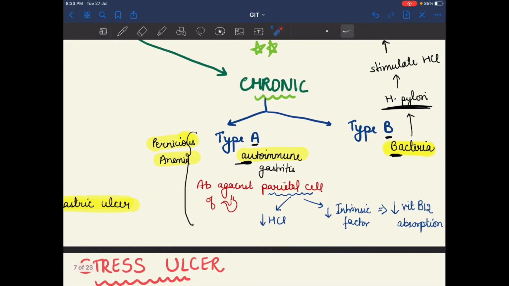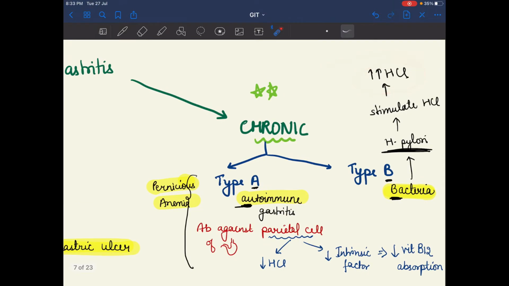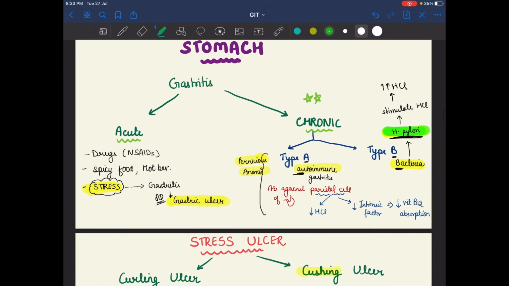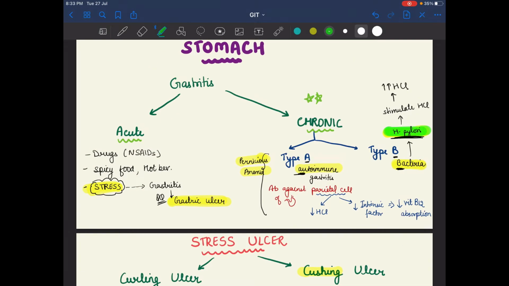Now the next type is type B chronic gastritis. B for type B and B for bacteria, means type B chronic gastritis is due to bacteria. Which bacteria? It is due to H. pylori, and H. pylori stimulates the HCl, so there is an increased level of HCl, which leads to ulcer formation. So this is about gastritis, type A, type B, acute and chronic gastritis.